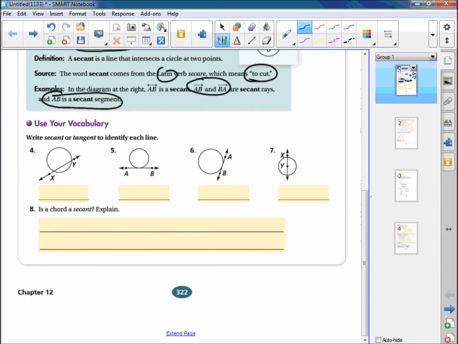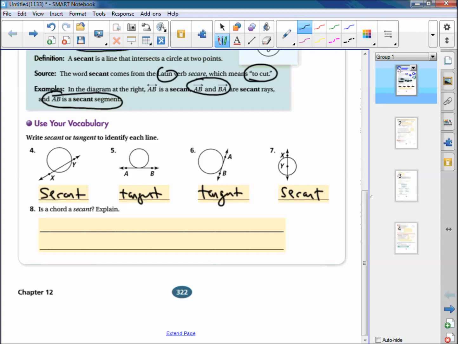So the first one is a secant, it intersects twice. The second one is a tangent, intersects the circle once. And then we have a tangent, intersects once. And then we have a secant, it intersects twice. Okay, it happens to also go through the diameter.